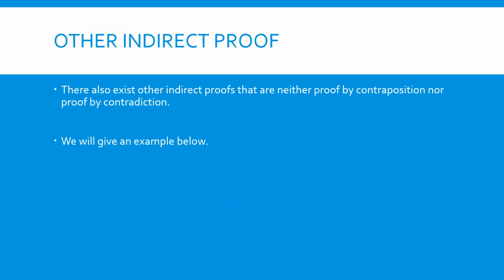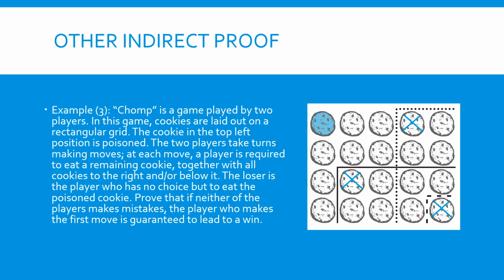While proof by contraposition and proof by contradiction are two important types of indirect proof, some other indirect proofs do not belong to these two categories. Let's look at the following example. Trump is a game played by two players. In this game, a finite number of cookies are laid out on a rectangular grid. The cookie in the top left position is poisoned.